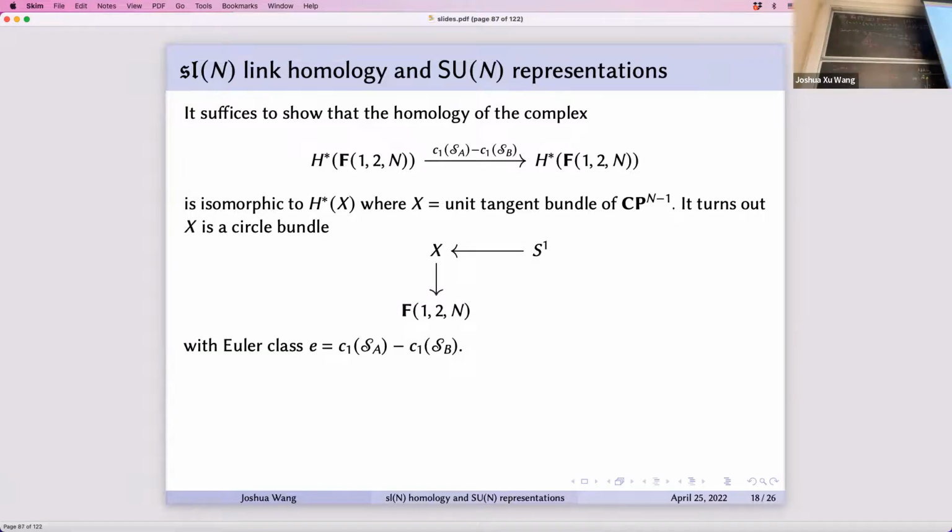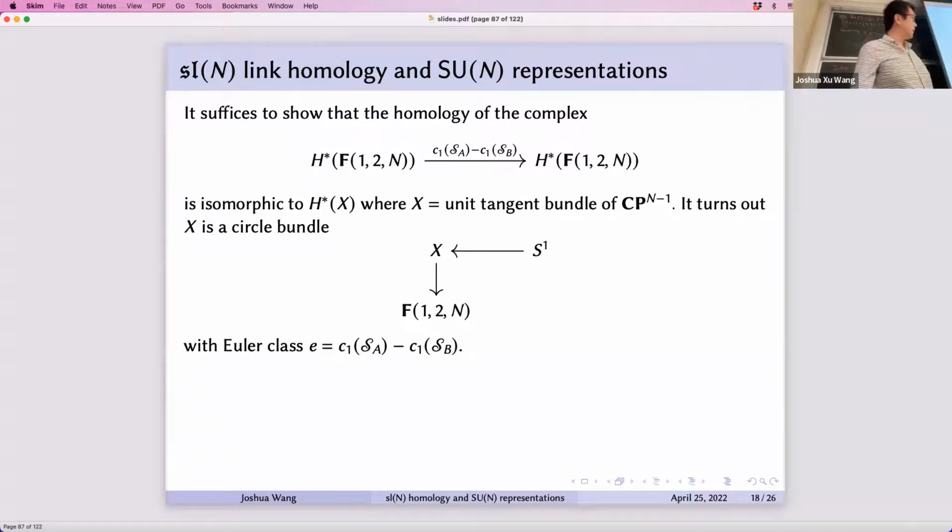So it turns out that this X, this unit tangent bundle, is actually a bundle in a number of different interesting ways. And one way is that it's a bundle over this partial flag manifold in question with fiber a circle. I mean, you can think of it as if you've got a line and a unit tangent vector to that line going in that direction defines a plane, the line in that plane. Okay, but it's a circle bundle, and so it has an Euler class. And if you calculate that Euler class, it magically turns out to be this difference of first Chern classes.